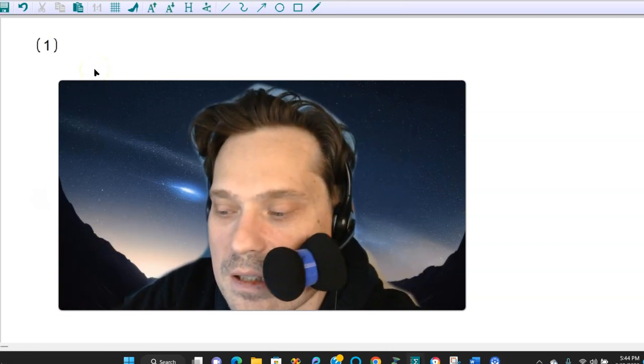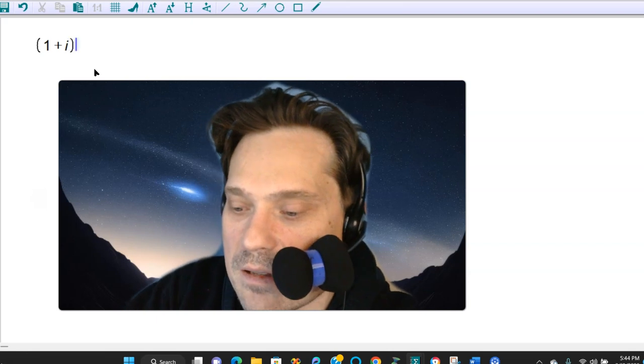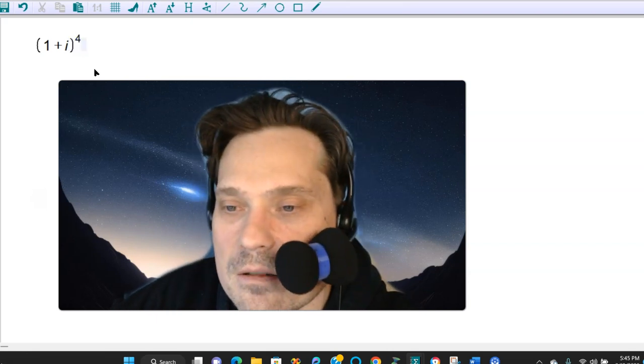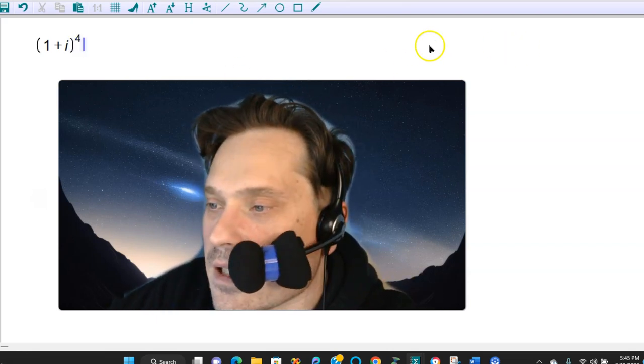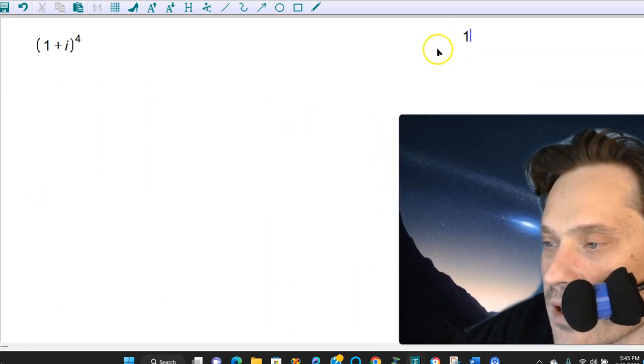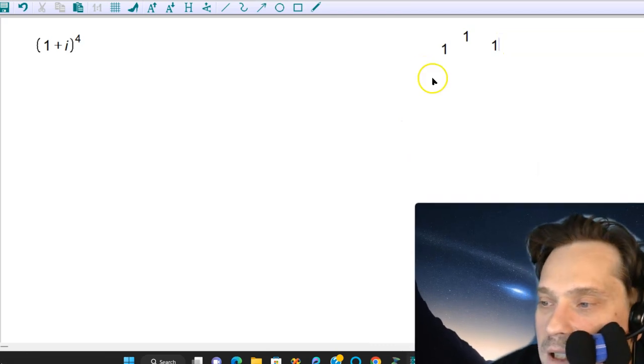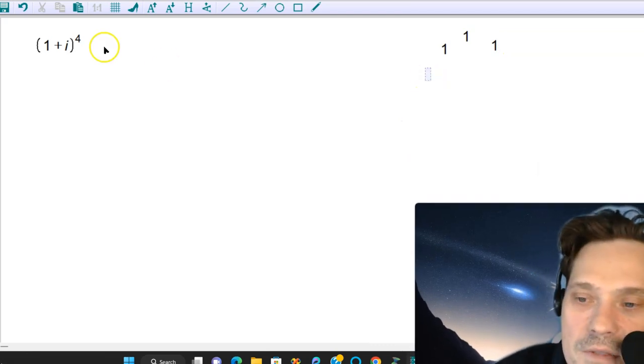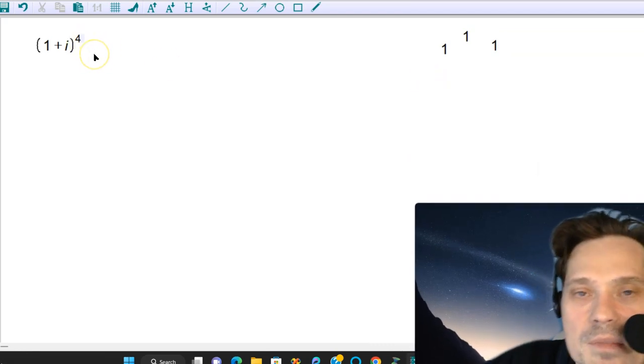So you're going to do (1 + i) raised to the fourth. Let's work on that. I can use Pascal's triangle on the side here. Let me quickly remind you of what's involved in that. You have 1 on top, then you have 1 and 1. Why can I use Pascal's triangle? Because I'm going to need coefficients, because you see up here there's a 4, so I'm going to be expanding.